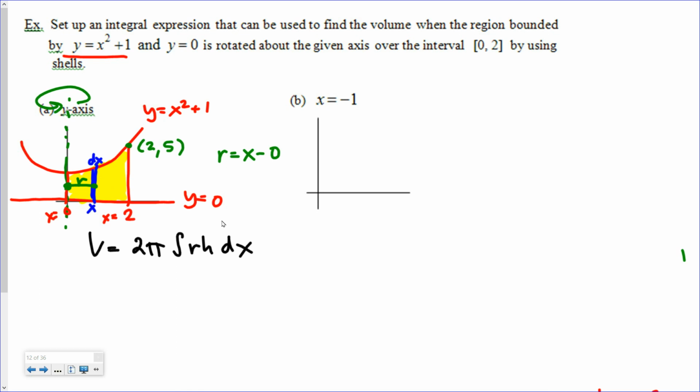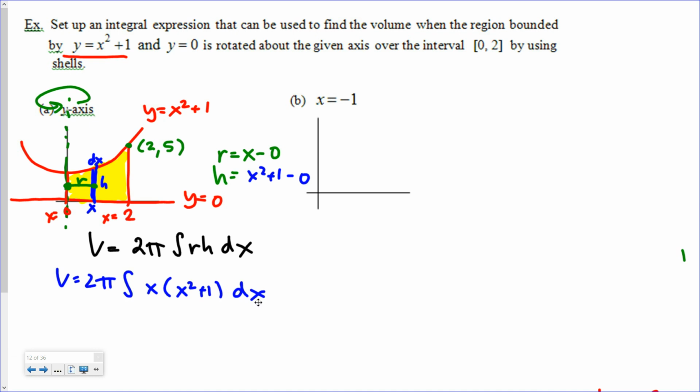What about my h? So h is a lot easier. h is just the height of this blue region here, the height of this Riemann sum bar, or the height of the sliver. Well, if I pull out h, isn't it just y minus y? So this one you're used to. This will be x squared plus 1 minus what? What's the y on the bottom here? 0. So you put this into the equation. Volume equals 2 pi, the integral of x times x squared plus 1 dx.